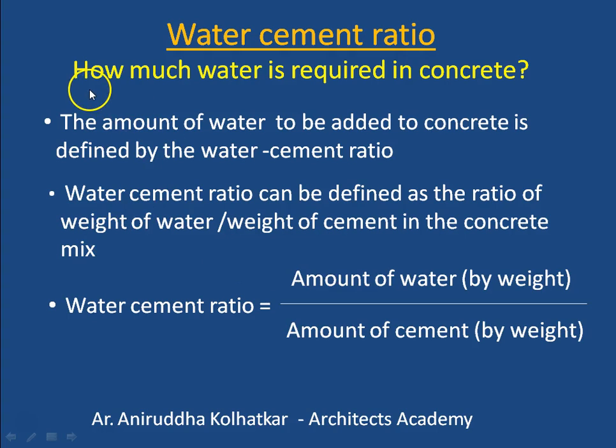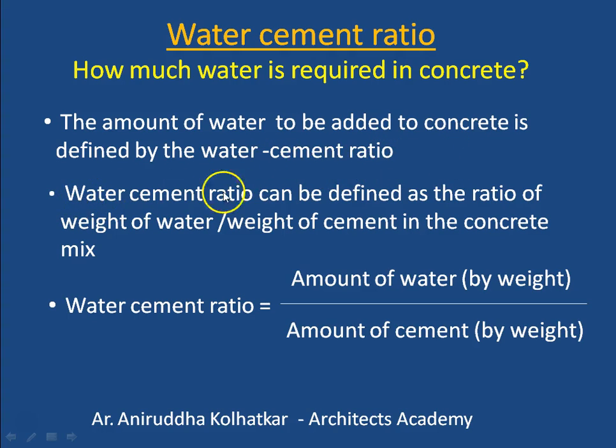Now the question is how much water is required in concrete. We have seen that the proportions of concrete, 1:4:8, 1:3:6, talk about how much cement, sand, and aggregate have to be there in concrete, but they never talk about how much water is to be added to the mix. So this is actually defined by a separate ratio called the water cement ratio. The amount of water to be added in concrete is defined by the water cement ratio.